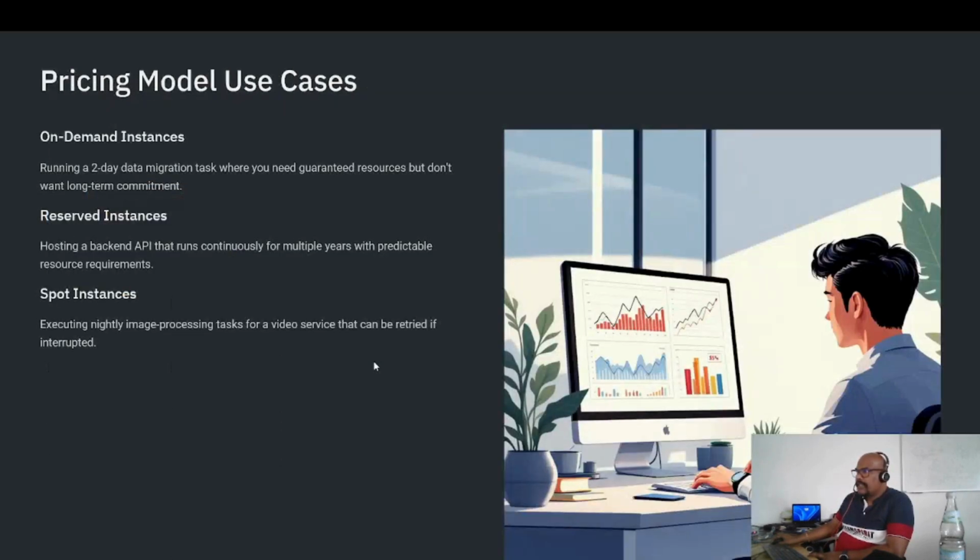Okay, next is the pricing model. This is just a recap. On-demand instance: for example, if you want to do a two-day data migration task and don't want any interruption in the service, you can go for on-demand instance, even though the cost is a little high. Reserved instance: the instance is reserved for a particular period, one or three years. It is mainly for hosting backend APIs.